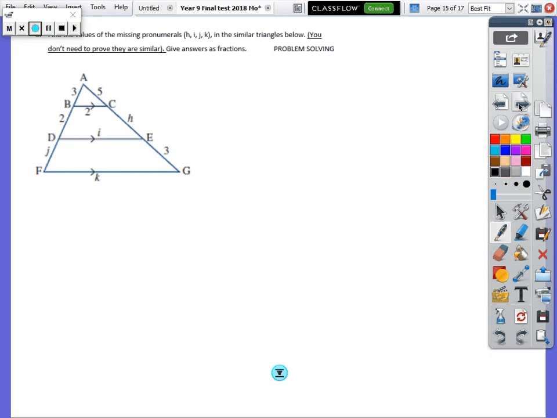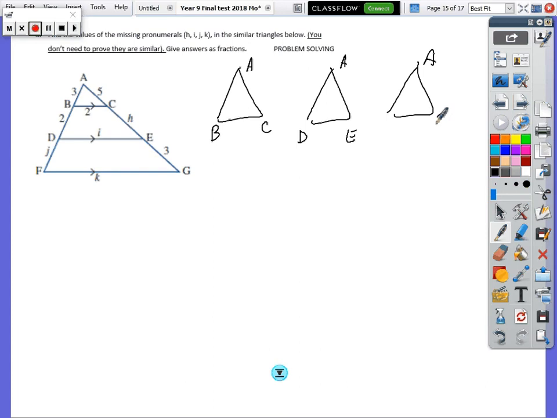Okay, next question. This one, again, I didn't mark, so I'll just assume a lot of people had troubles with it. Triangles AED and AGF. The sides were 5, 2, 3. And the next ones were 5 plus H, 5, I, and then 8 plus H, 5 plus J, and K.